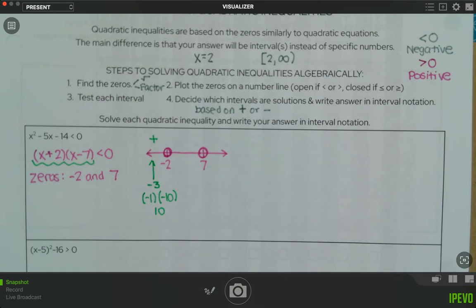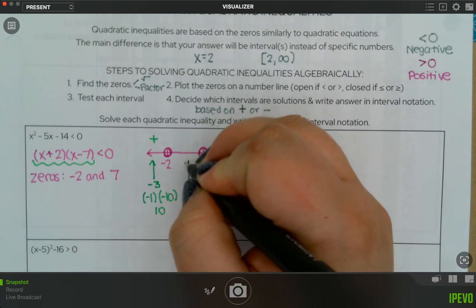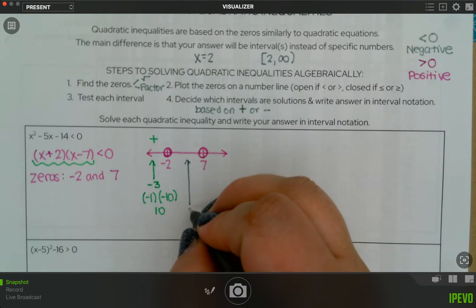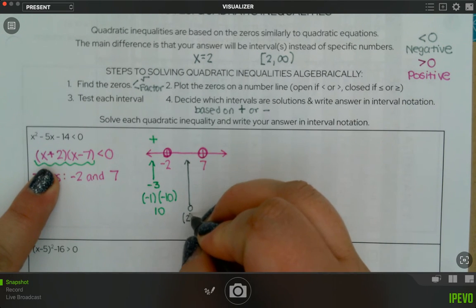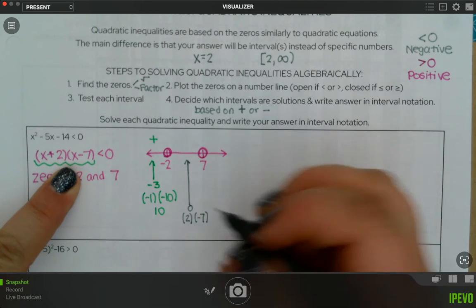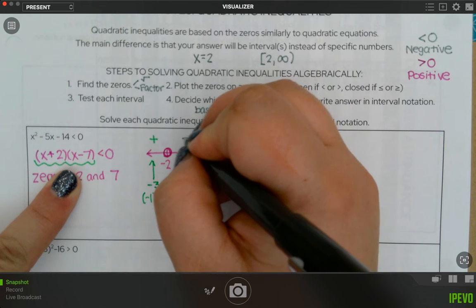Then I'm going to do the same thing, but I need to pick a number that is in this interval, so anything between negative 2 and 7. I'm going to make my life easy and pick 0. 0 plus 2 is 2. 0 minus 7 is negative 7. And 2 times negative 7 is negative 14, which is a negative number.